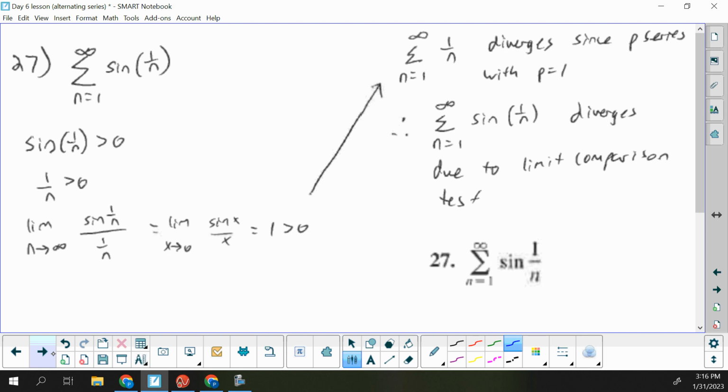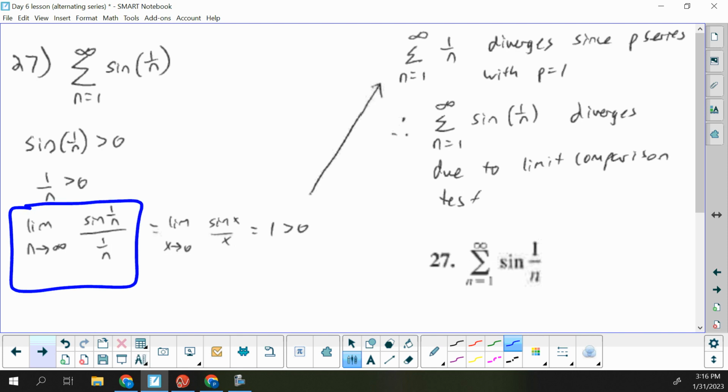For 27, this one was probably tricky. So what we're going to do is compare it to 1 over n, which we've seen several times is diverging because it's harmonic, or a p series with p greater than 0 but less than or equal to 1. When we divide here, we're not going to do keep change flip. So we're looking at this part right here.